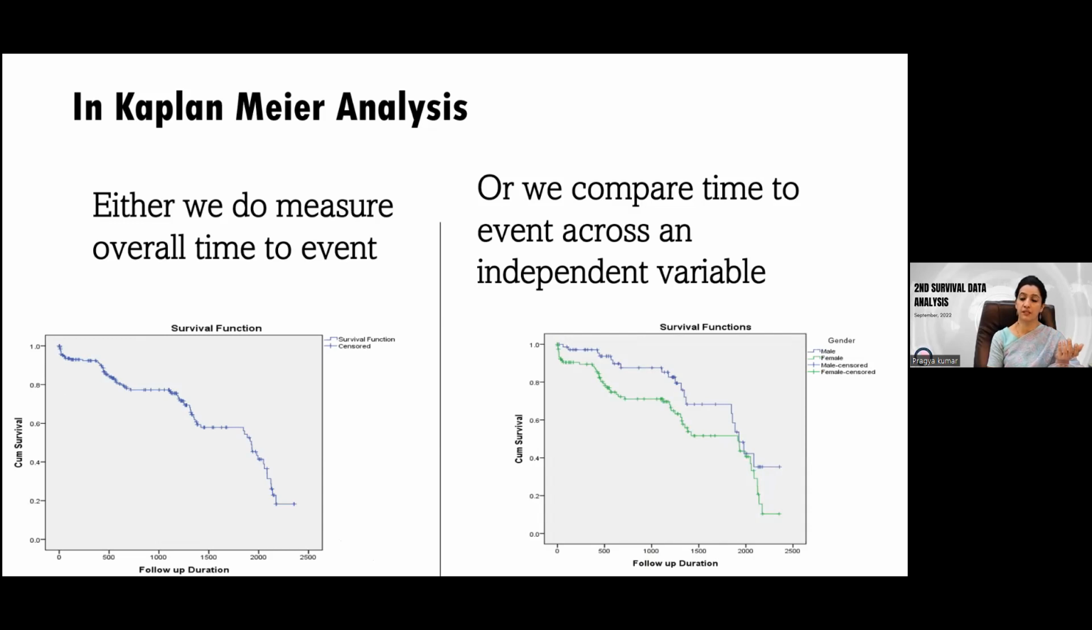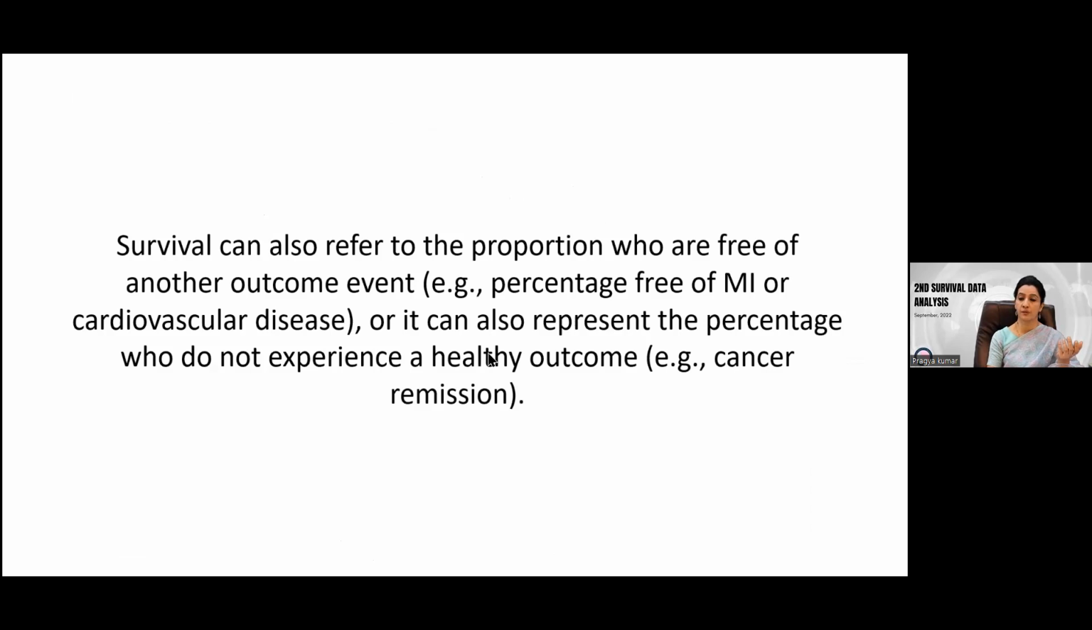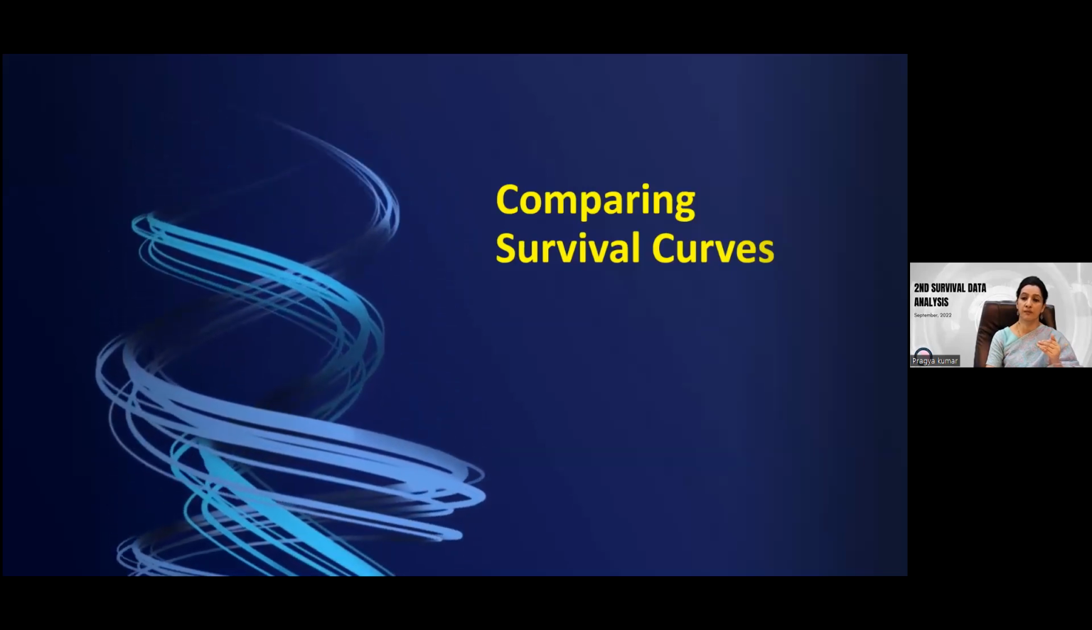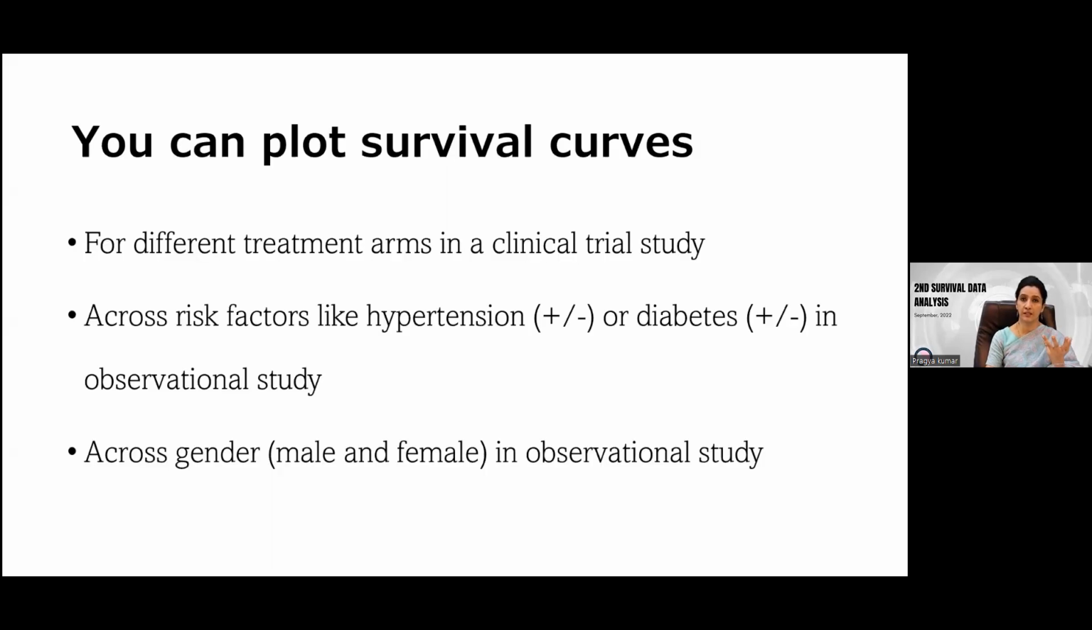Like in this case, you can see we are comparing the cumulative survival against gender, that is male and female. So this can also refer to the proportion, the survival refers to the proportion who are free of another outcome event, that is the percentage. In the last class also, we saw the development of the second MI. So the percentage free of MI or cardiovascular disease, or it can also represent the percentage who do not experience a healthy outcome.